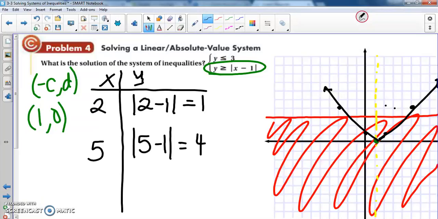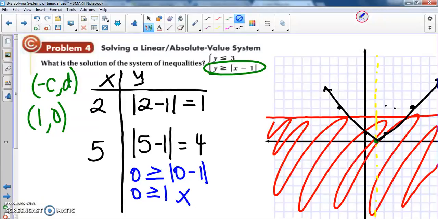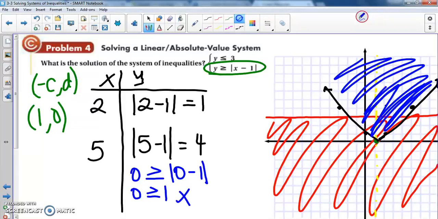I then need to figure out where to shade this absolute value. I'm going to pick a test point of 0, 0. So is 0 greater than or equal to the absolute value of 0 minus 1? Is 0 greater than or equal to 1? No, so I'm going to shade the opposite side, which would be inside my absolute value. And the overlap for these two would be this section inside my absolute value graph. That's it.